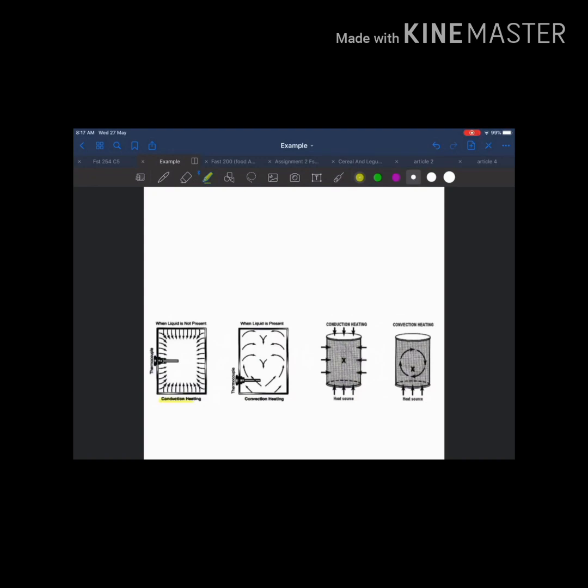First one is the conduction heating and the second one is the convection heating. Conduction heating is when liquid is not present and convection heating is when liquid is present. The thermocouple at conduction heating will be put at the middle, and that is the cool point location because the heating flow is like that. For convection heating, the thermocouple will be put at the bottom, and that is the cool point location because the heating flow is like that.